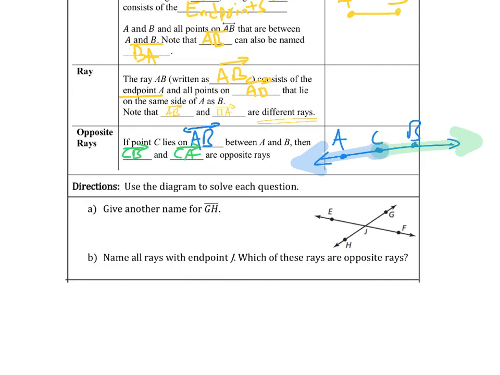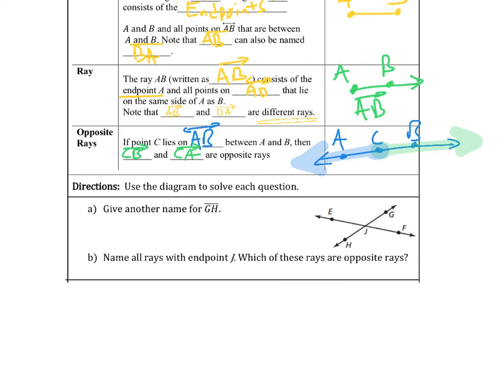I missed a drawing here, so before we go too far, let's draw ray AB. So ray AB starts at A and goes through B. That is ray AB. So this is the picture of it, and this is how we draw it, or this is how we name it.